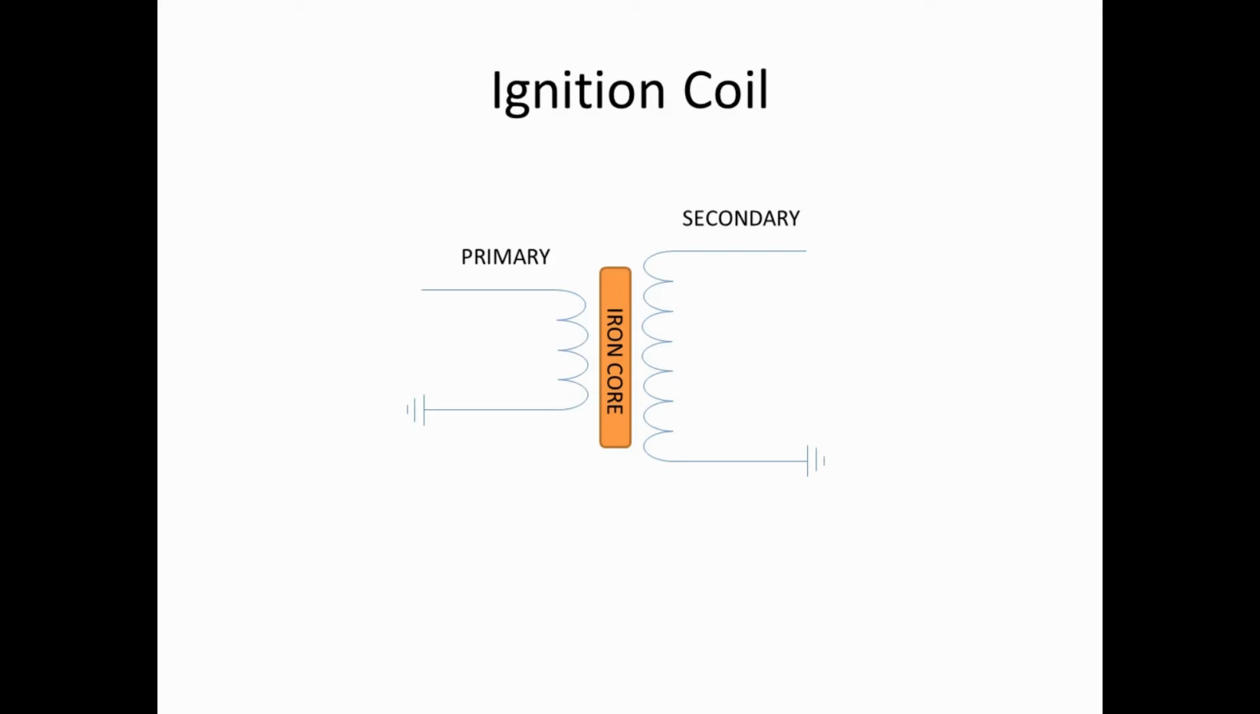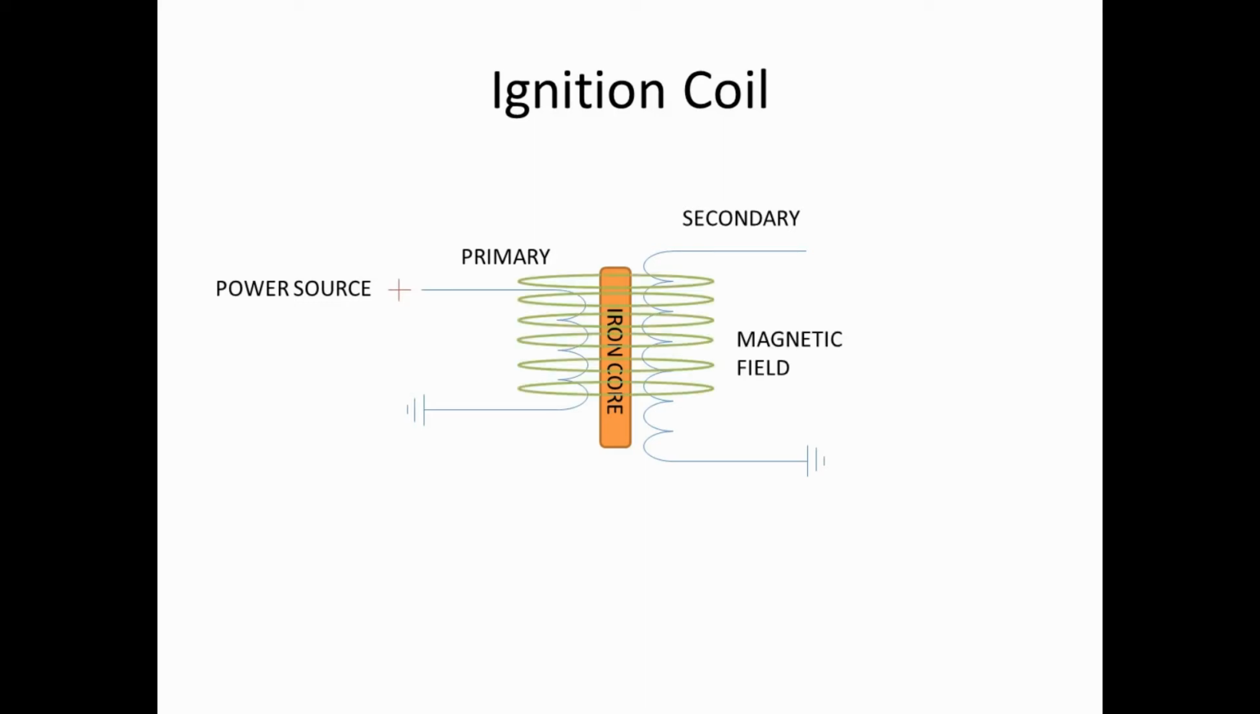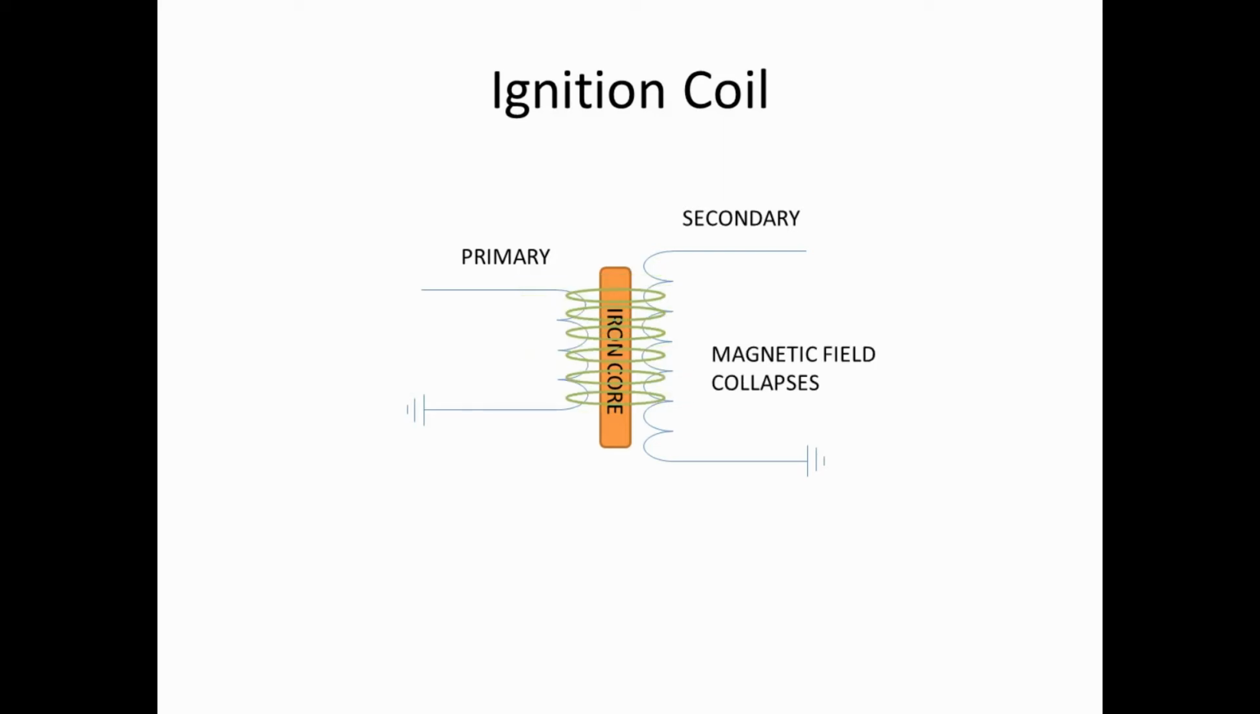So, here's the nuts and bolts of how an ignition coil works. When we supply a power source to the primary side of the ignition coil, i.e. battery voltage, it creates a magnetic field. The magnetic field will generate from the primary winding around the iron core. Once we remove our power source, the magnetic field will collapse, and it collapses very rapidly. When it does so, it cuts across the wiring of the secondary winding, and a very high voltage is induced in the secondary winding. And that's where the spark in the ignition system comes from.